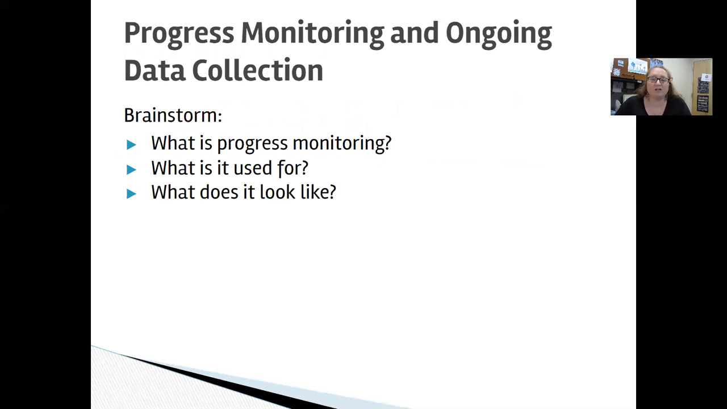Before we go into that, I want you to warm up your brains a little bit and do some brainstorming. Think about what is progress monitoring. It's one of those phrases that people throw around assuming that everybody knows what it is. What's it used for, and what does it look like? So I want you to just pause. You don't even necessarily have to write anything down unless you'd like to, but just pause for a moment and brainstorm a little bit.